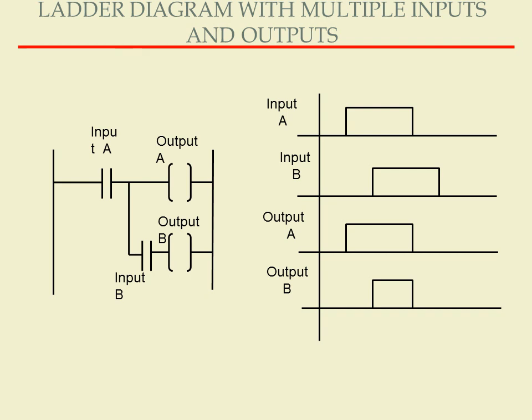Why is output B 0? Because the input B switch is open, so whatever current flows after switching on input A will not flow up to output B, so output B is 0. And when input A is equal to 1 and input B is equal to 1, both output A and output B will be 1. So both LEDs will glow when switch A and switch B are both pressed, both having 1.